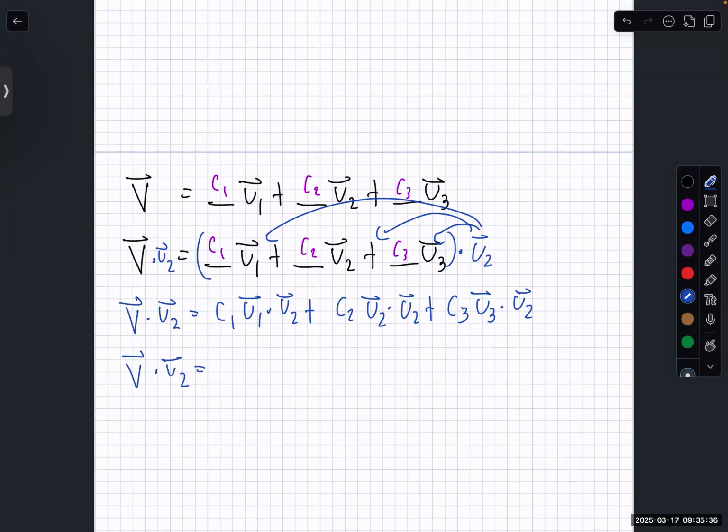Exactly. So what's U1 dotted with U2? U2 dotted with U2? And this one. So turning it around, I've got an easy formula for C2. And I can do the same thing. I can get that C1.